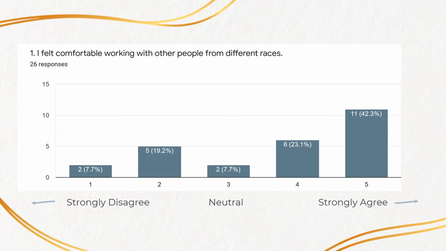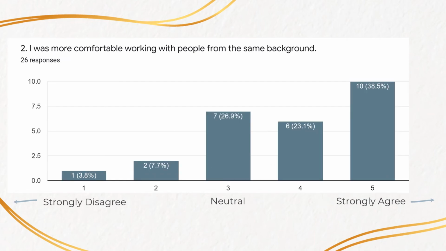On the other hand, we can see 6 responses in agree and 11 in strongly agree, showing that they felt very comfortable working with other people from different races. This could be because they want to learn, they want to broaden their language, want to make new friends. There are also 2 responses showing neutral, meaning that they don't have any opinion about working with other people from different races. They don't mind.